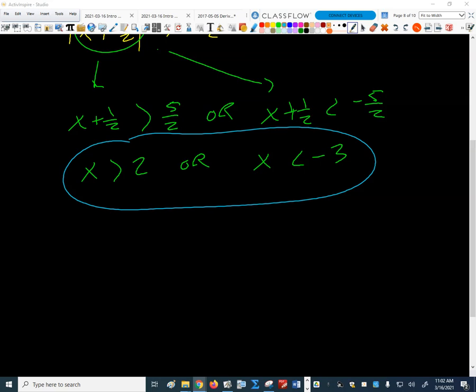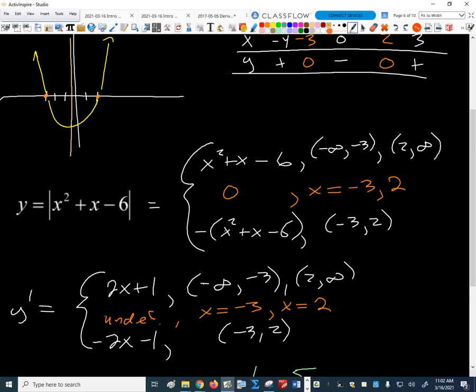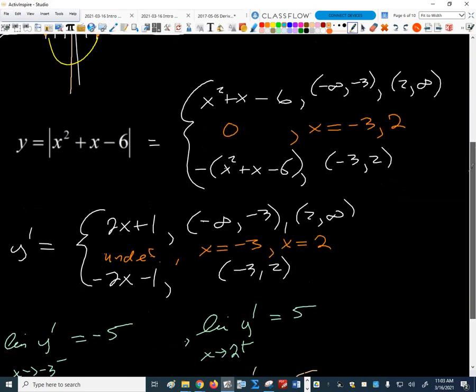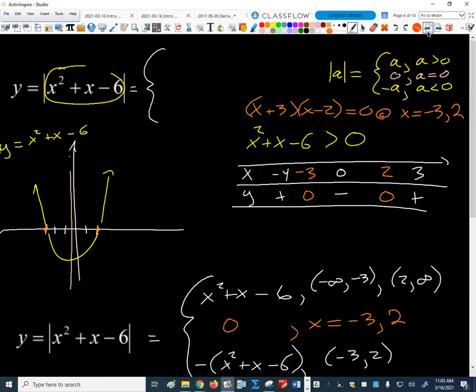Okay, and we did that like 4 different ways. We didn't really have to do that 4 different ways. Remember what our goal was. When we write our function as a piecewise function, we just needed to know where is x squared plus x minus 6 positive and where is it negative. Oh, and another way we could do this too. Well, a 5th way.